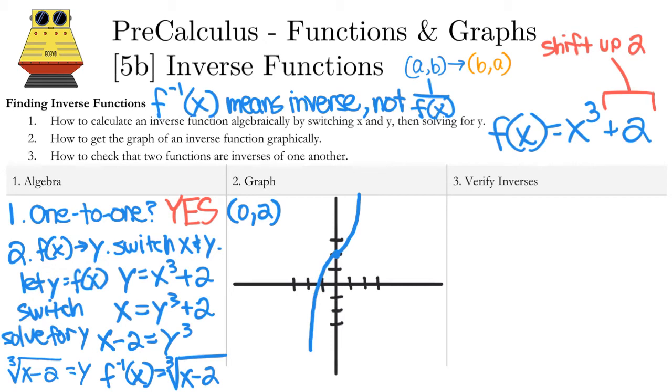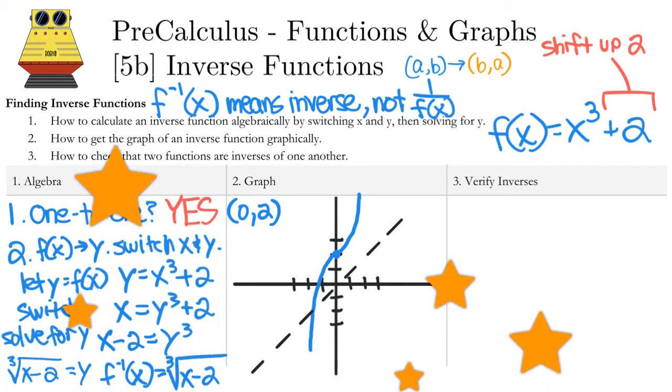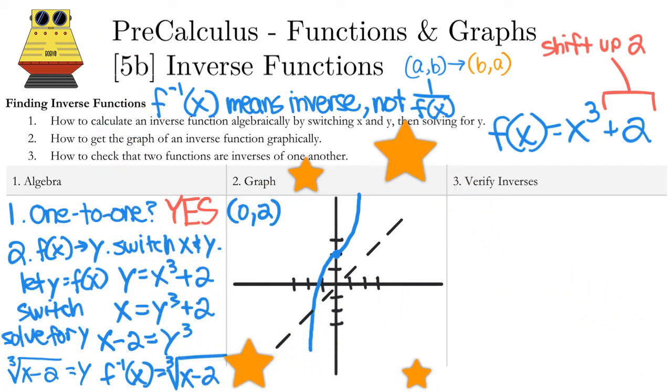The next thing we'll do is sketch the line y equals x. Using a ruler, we're simply drawing a line that goes through the origin with a slope of 1, so it splits quadrant 1 in half and splits quadrant 3 in half. Here's where the magic happens. We're going to reflect that function over the line y equals x. So we take first the point 0, 2 and reflect it, so it becomes 2, 0.